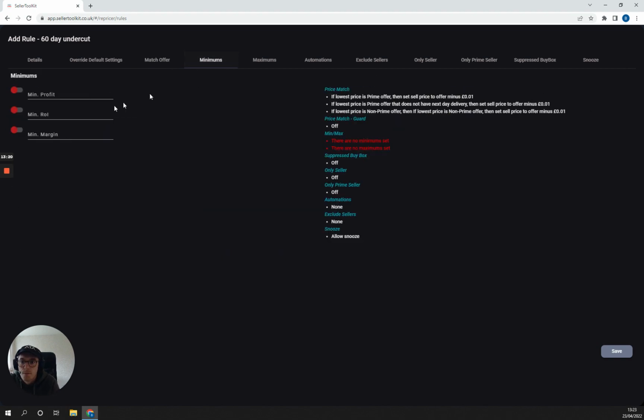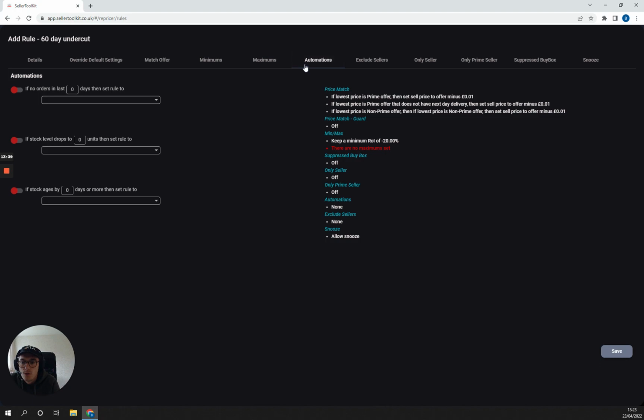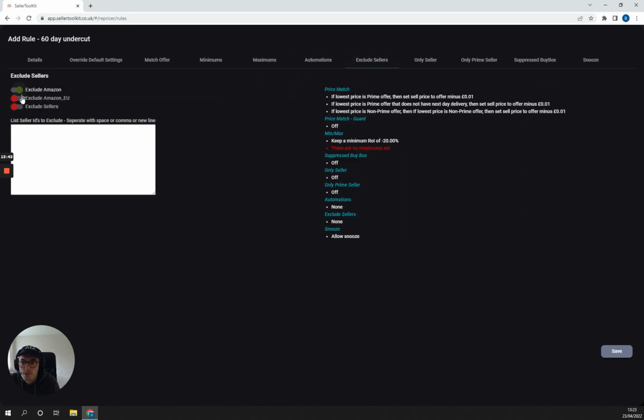Minimums, so obviously we haven't managed to sell out, matching it down to break even, so we're going to need to actually go into the negative here. I go for minus 20%, because you just want to get rid of this stock and get your cash out. No maximums again. Automations we'll do on the previous rule. Again, still exclude Amazon and Amazon EU.